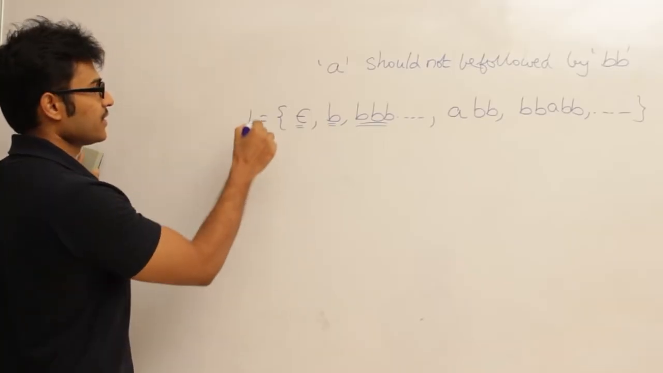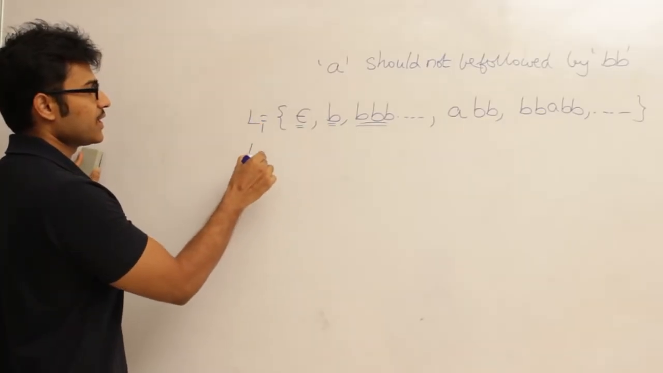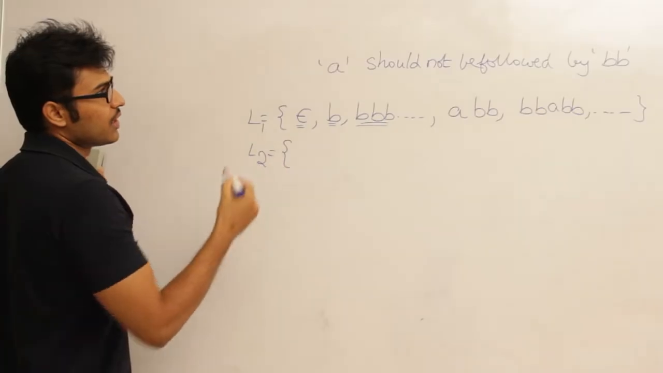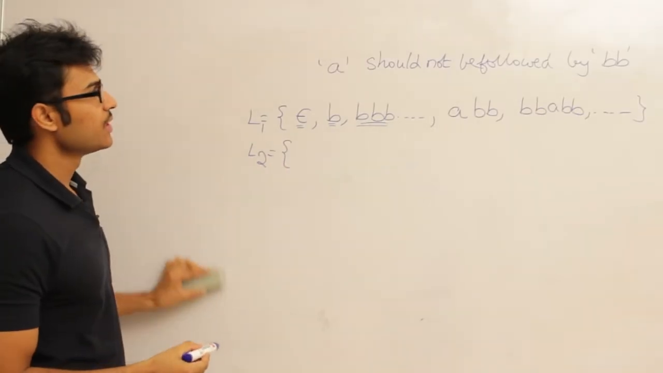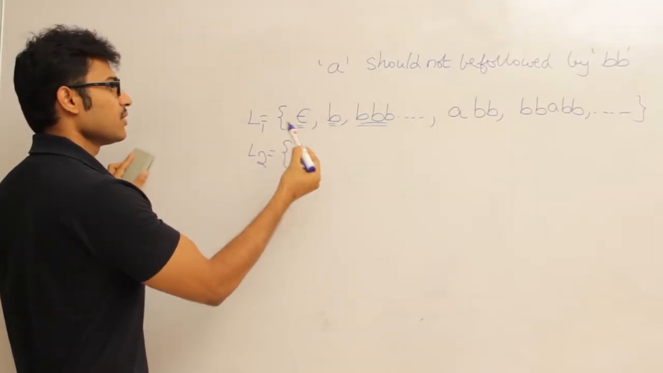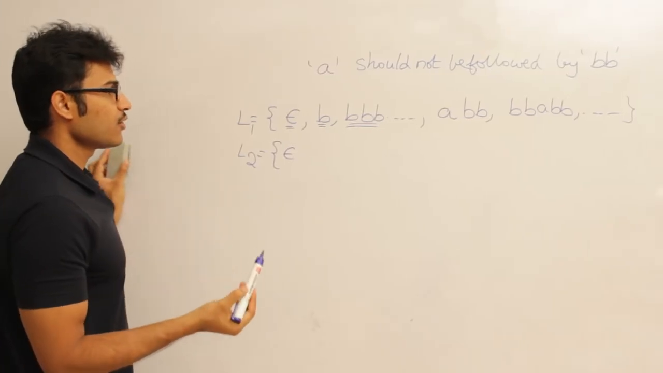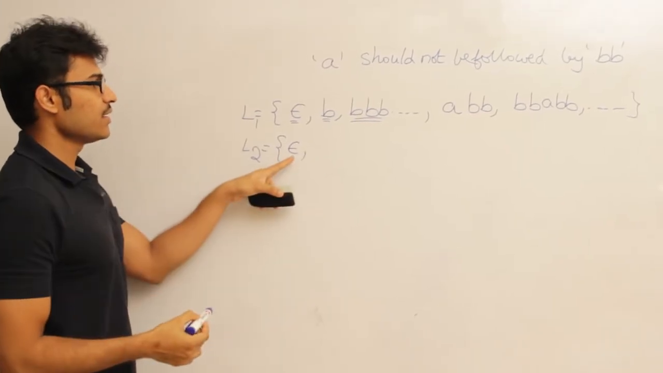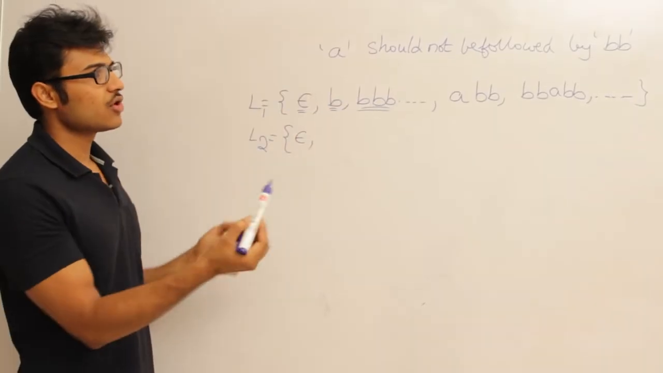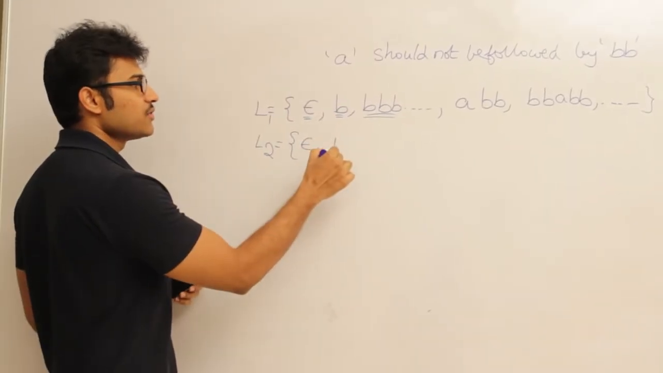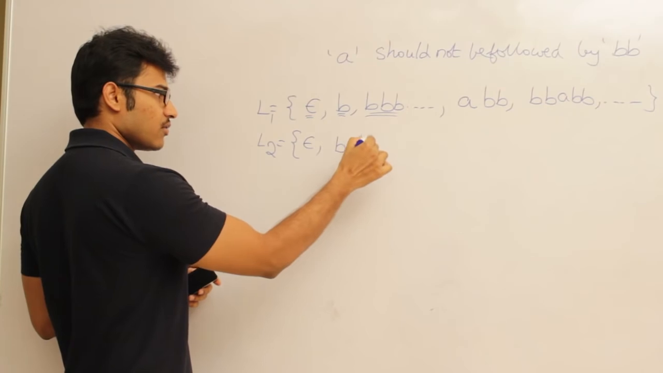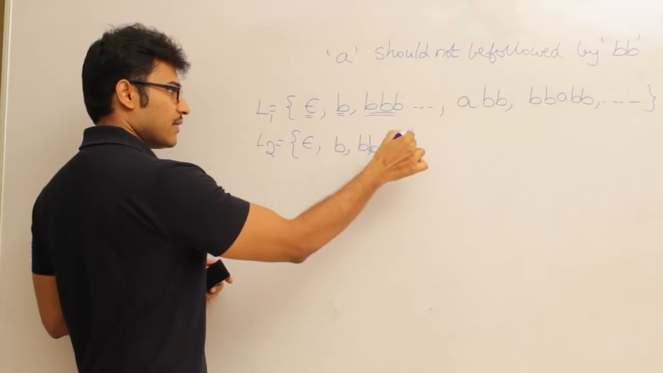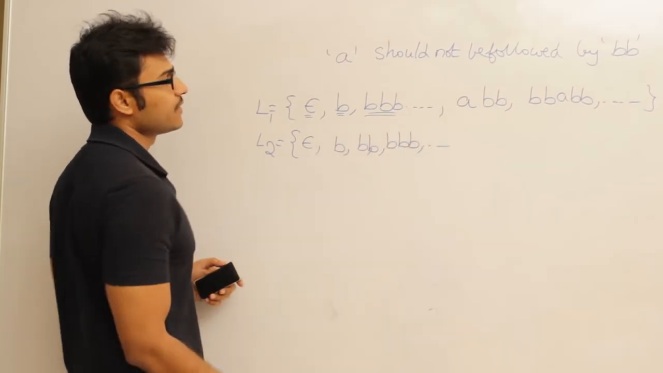Let's write down the language. Let us call the previous one L1 and this one L2, right? So in L2, A should not be followed by BB. What happens with sigma epsilon? There is no A at all, so it is allowed, because there is no A, therefore A is not followed by BB, right? What happens to all B's? Yes, they are allowed because there is no A at all, so I need not check anything, right?